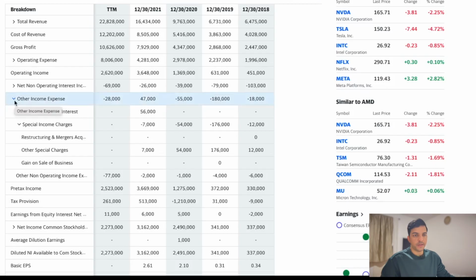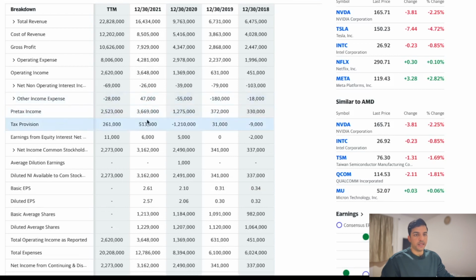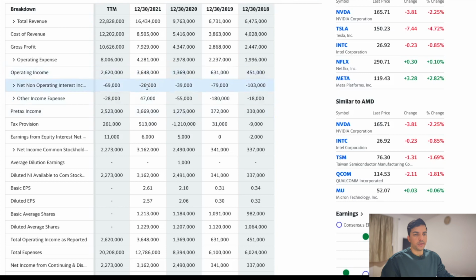So the company has been able to generate $47 million, and this actually came from earning from equity interest, which is the amount the company earned from investment. So the company has invested probably in 2020, and they've been able to generate this $56 million of profit. So at the end of the day, the company has $3.66 billion before paying the income tax. And this is simply, you can take 3.6 billion of operating income, minus 26 billion, and by adding 47 billion, you will end up with 3.66 billion.